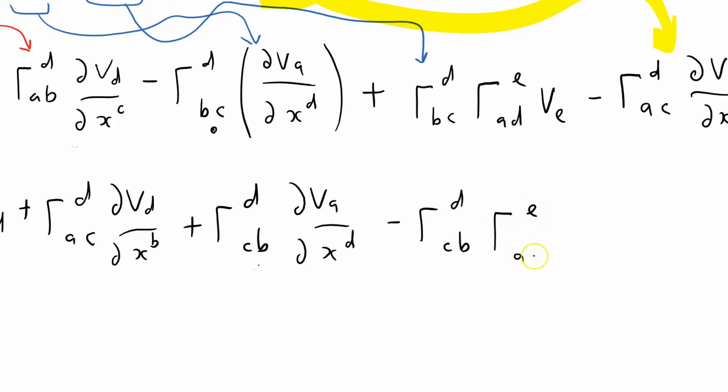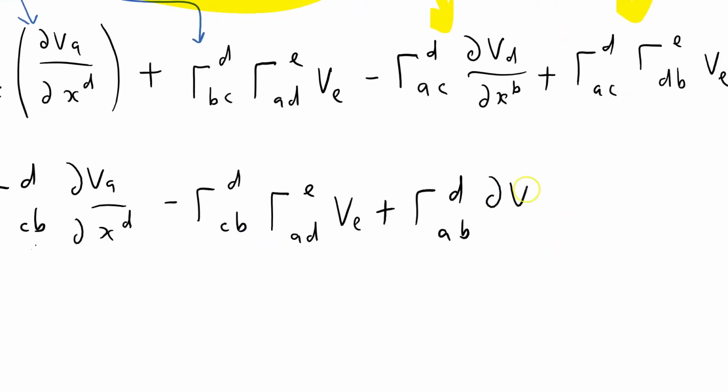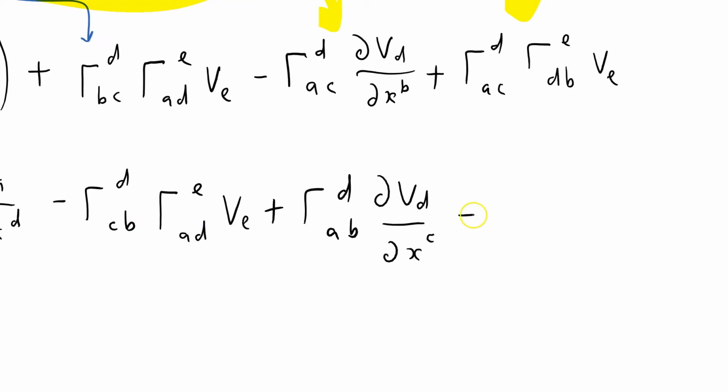I may as well write it out formally: E, A, D. All I'm doing is changing the B and the C. V^E. Change the sign. Plus Christoffel symbol D, A, B, partial of V^D by partial x^C, minus Christoffel symbol D, A, B, Christoffel E, D, C. Just copying from here, V^E.